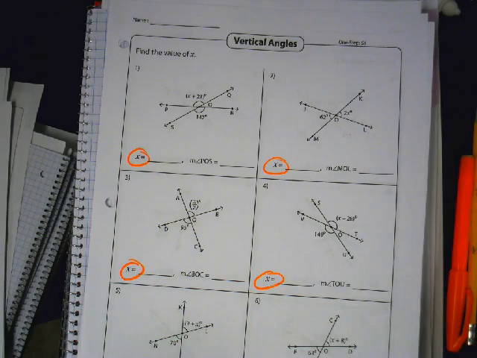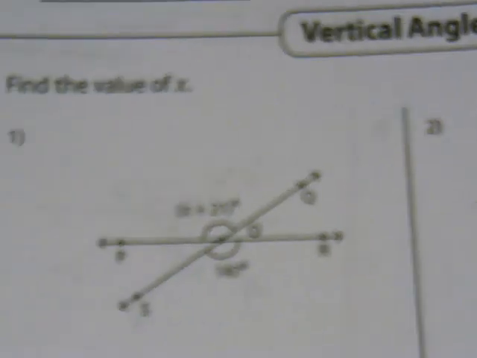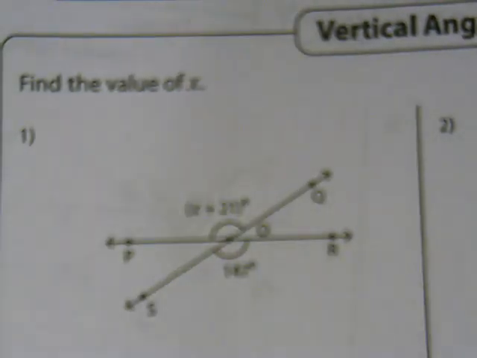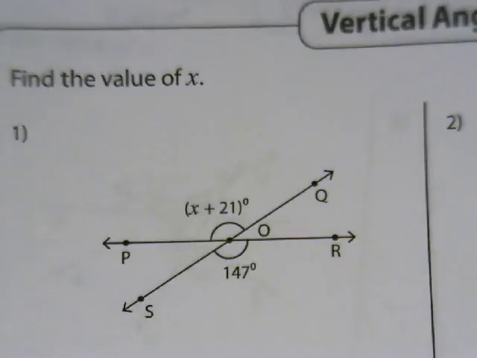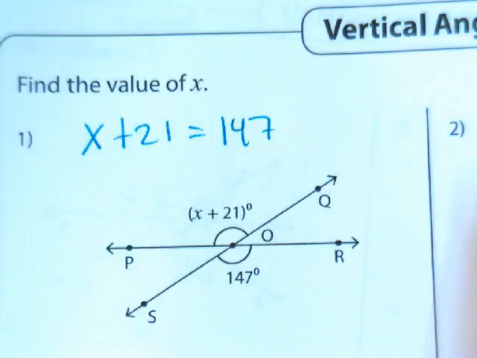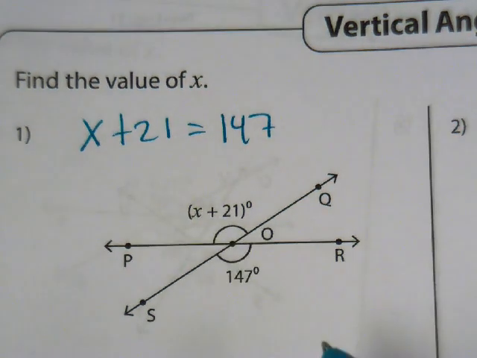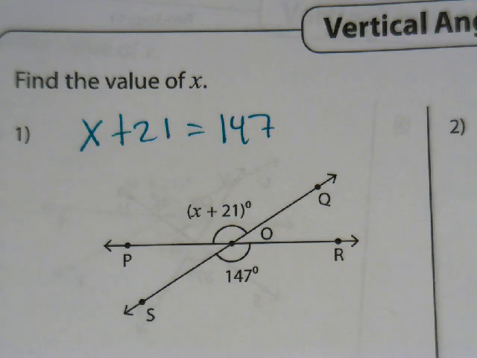All right, number 1, what math problem am I going to set up for number 1? Very good. Write that down. x plus 21 is equal to 147. The reason they're equal to each other is because they're on opposite sides, so you set them equal to each other.